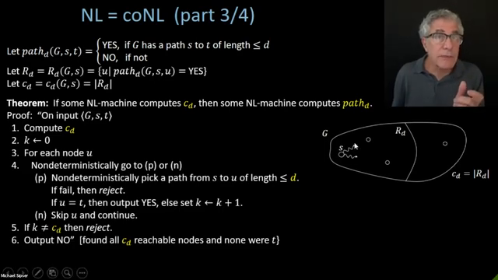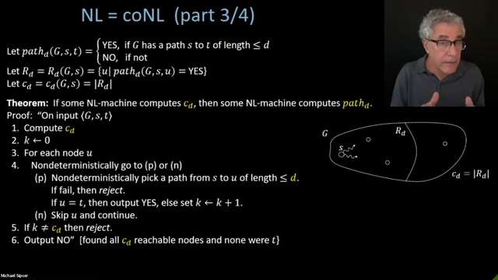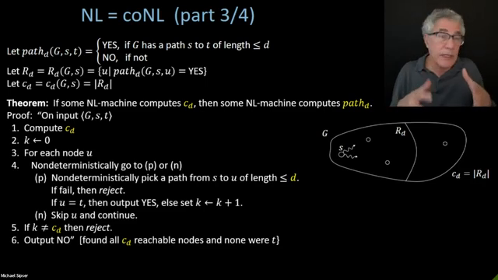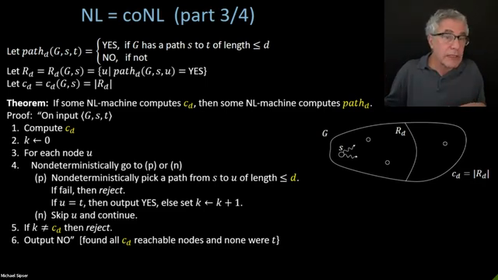Because this thing already tells me how to compute whether I'm reachable within D. And being reachable within D plus 1 means I have an edge from something that's reachable within D. So if I can figure out which are reachable within D, I just want to see, do I have an edge from one of the nodes that are reachable within D? Then I'm reachable within D plus 1.